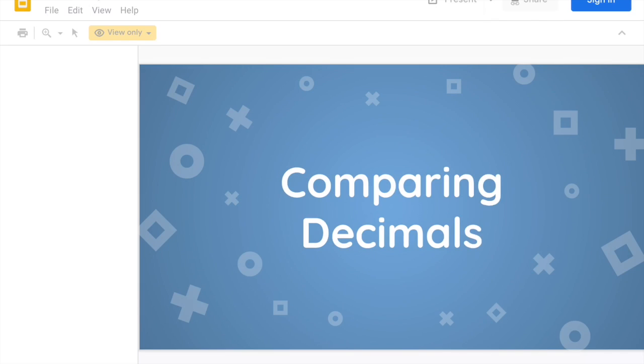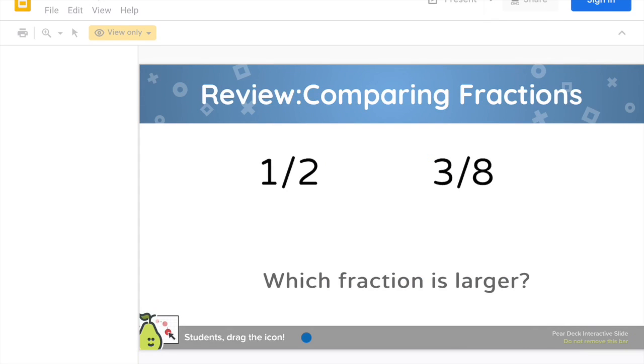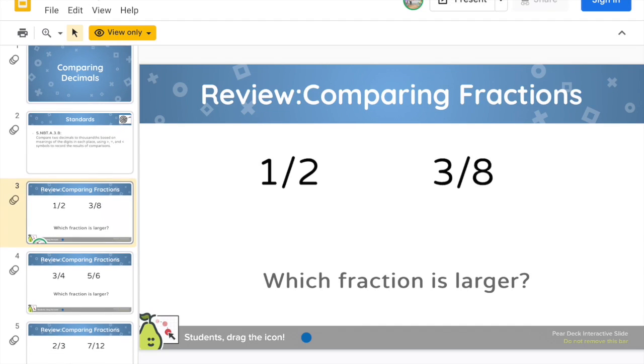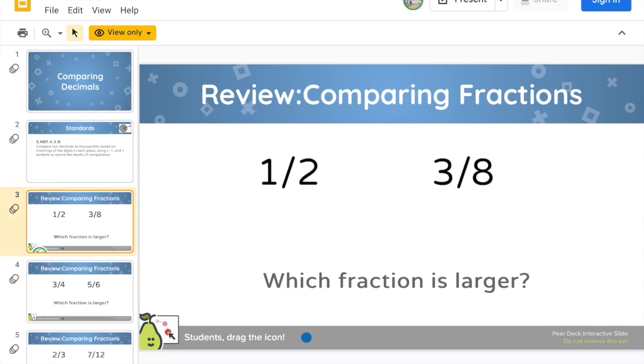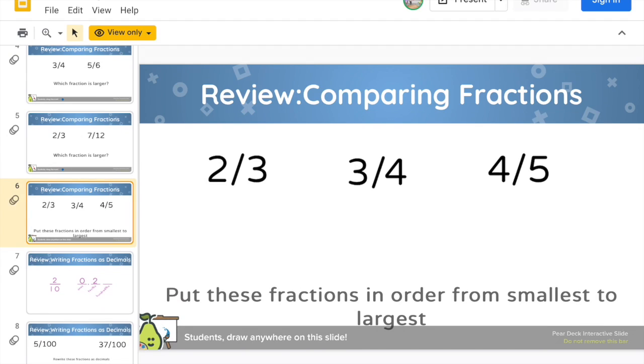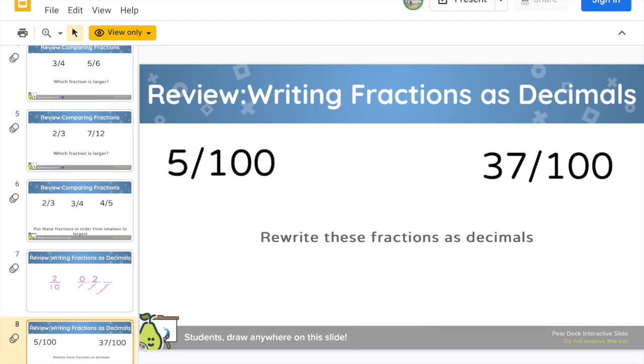This is what the slideshow would look like as the teacher is presenting, and as you can see at the bottom, the Pardock extension is on it, and you can see that on this slide, students can drag the dot onto which fraction is larger. And on a slide like this, students can physically draw on it and put the fractions in order.